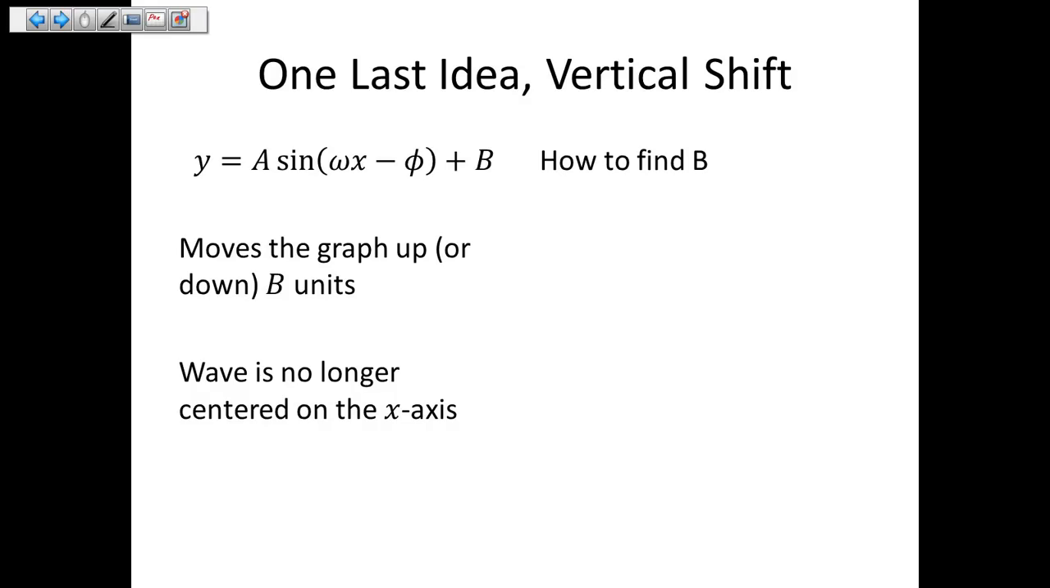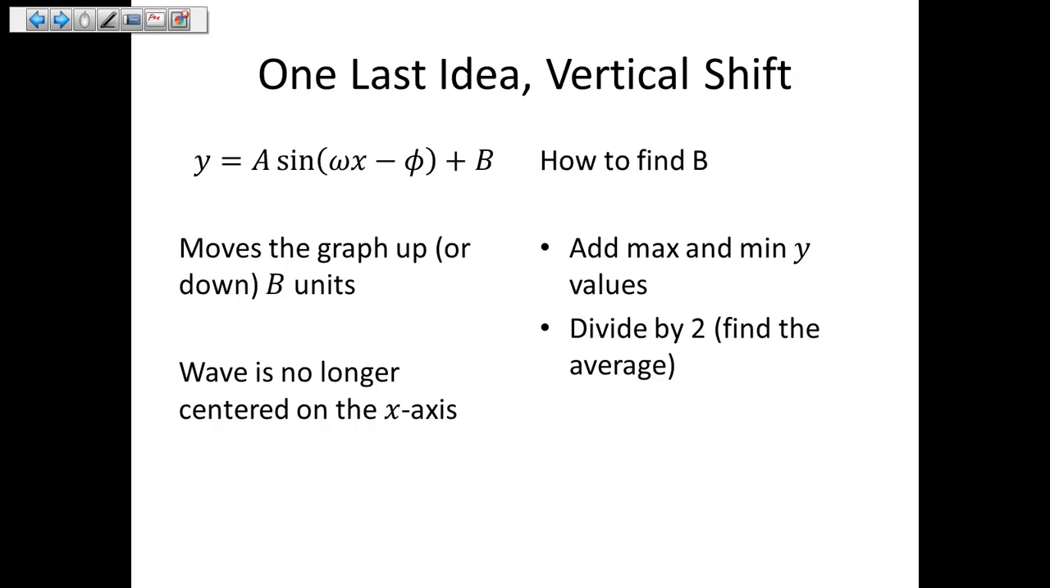Now, how do you find b? Big question. If we've got this new value to find, how do we find it? Well, we add our maximum value and our minimum value. I'm talking about the crest and the trough. Add those y values, divide by 2, and you've got your b value. Basically what I'm doing is finding the average here. So, take your maximum y value, take your minimum y value, add them up, divide by 2, and you've got your b value. Very, very easy to do.